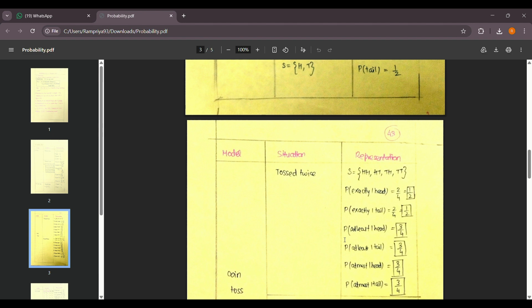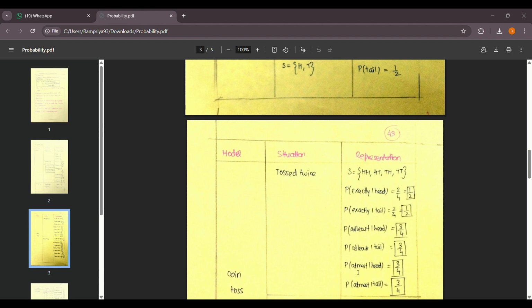At least one head. At least means minimum of one head. Minimum means what? There should be one head or more than one. So 1, 2, 3. So it is 3 by 4. At least one tail. There should be minimum of one tail or more than one. So 1, 2, 3, 3 by 4.